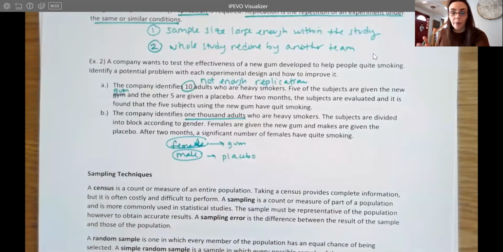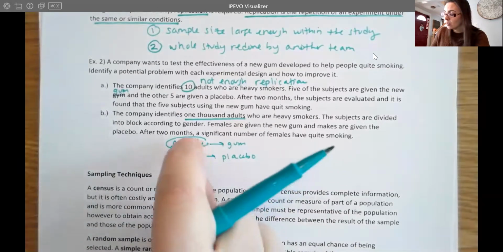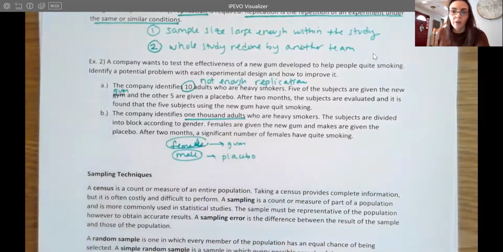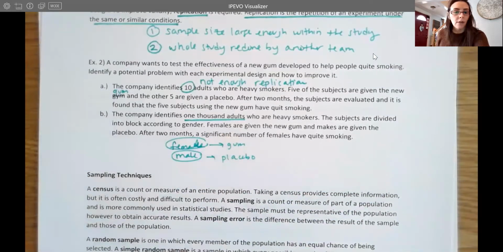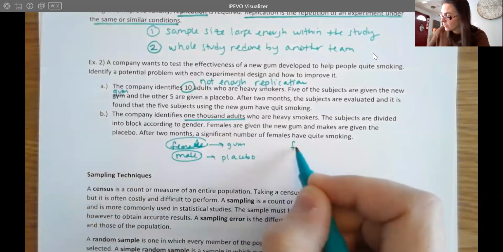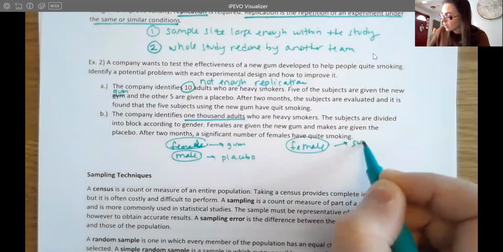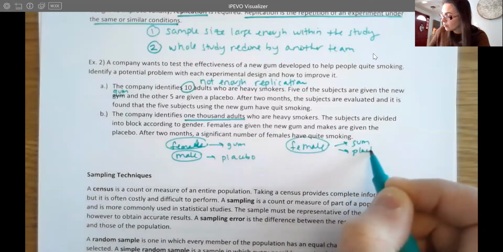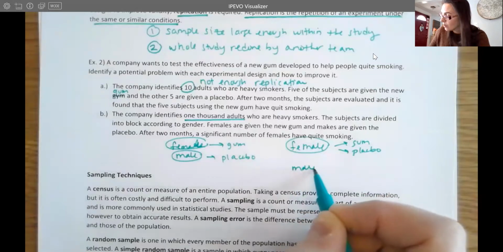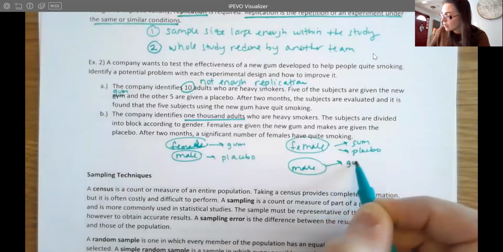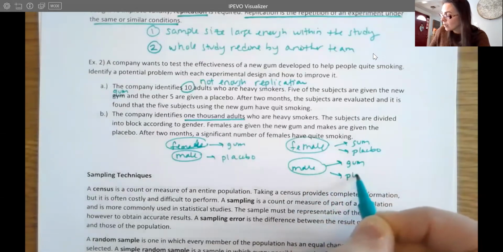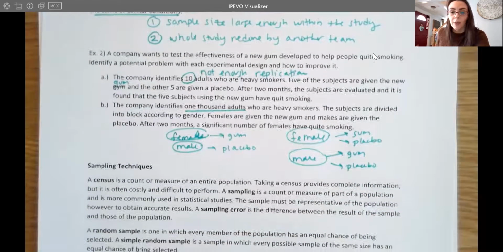All right, so the problem here is that the only ones who are given the gum are all female, right? That's not representative of the population. So what we should have done instead is taken the first female block, given some the gum and some the placebo, and then for the male group, did the same thing, give some males the gum and give some males the placebo. So that's what we should have done to make this better so that it is more representative of our population.